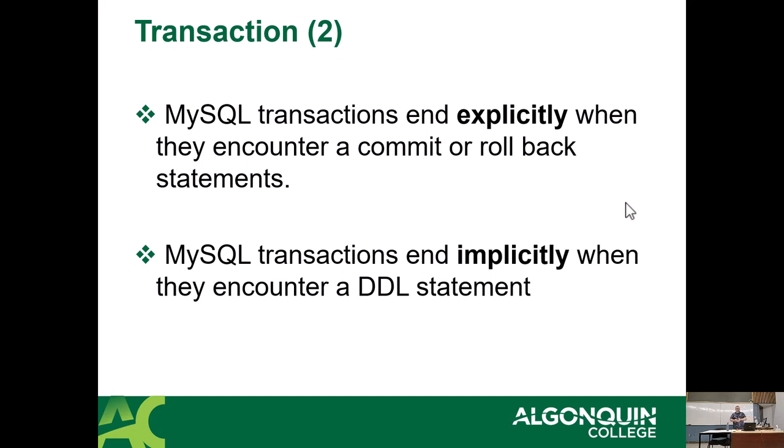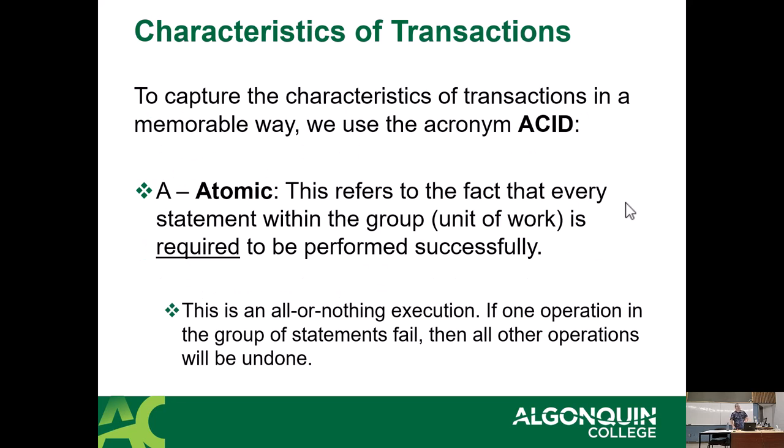So when you work with MySQL, transactions end explicitly when they encounter a commit or a rollback. It's not just MySQL, it's all database servers. What is different in MySQL is that if it hits a DDL statement, the transaction is implicitly completed. Postgres, on the other hand, allows DDL commands as part of a transaction. Now, before I talk about this, I will describe what transactions actually do.